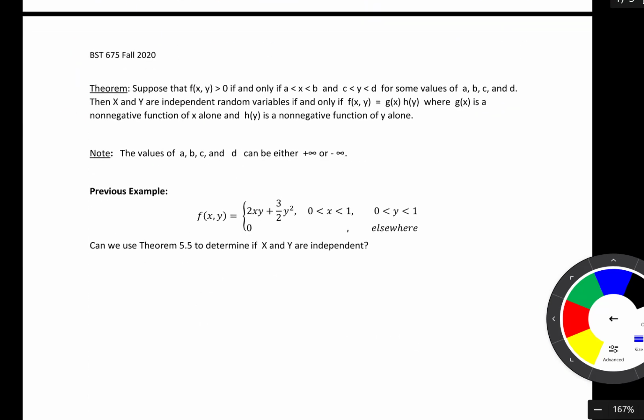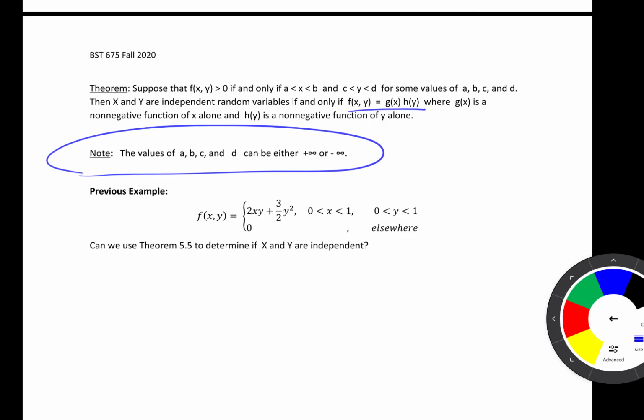So we have a theorem that can help us out when determining if two random variables are independent. And it says the following. Suppose that f of xy is strictly greater than 0 if and only if we have an x that lies between a and b and a y that lies between c and d for some values a, b, c, and d. Then x and y are independent random variables if and only if f of xy is equal to g of x times h of y, where g of x is a non-negative function of x alone and h of y is a non-negative function of y alone. And notice here, those values of a, b, c, and d can either be positive or negative infinity if need be.